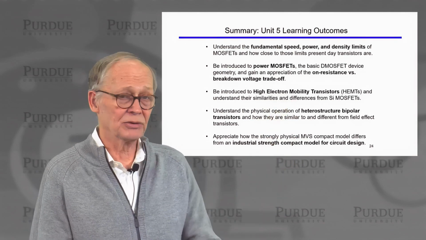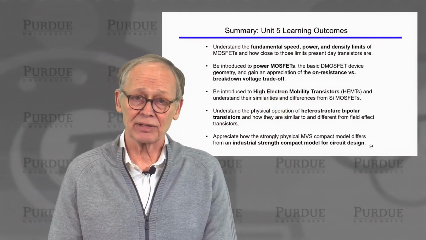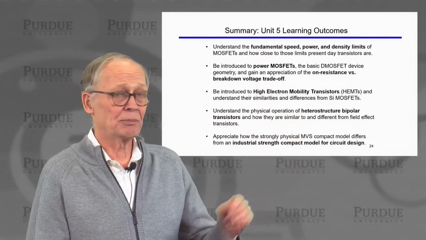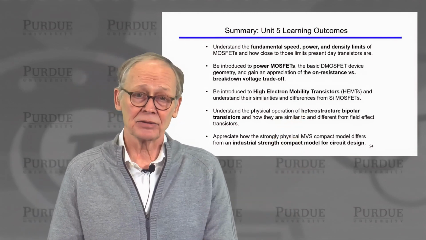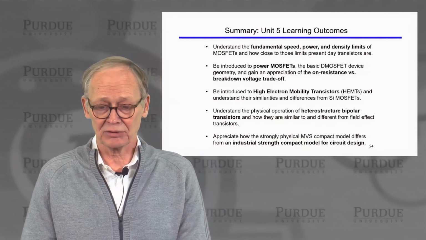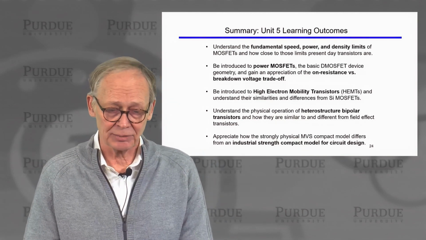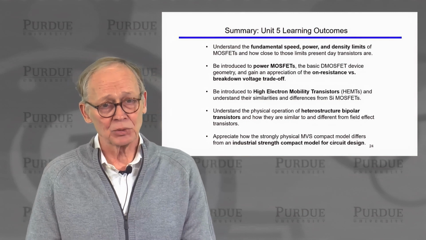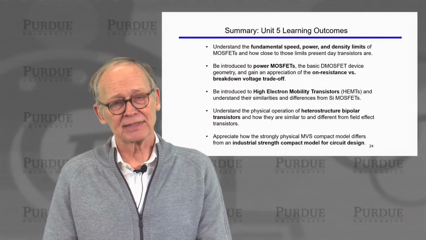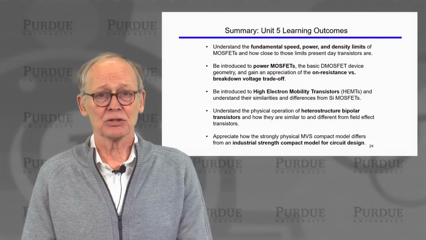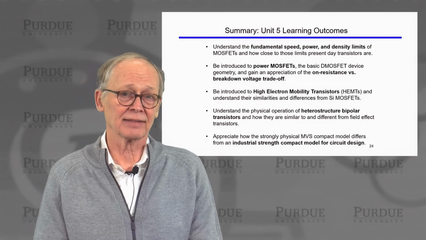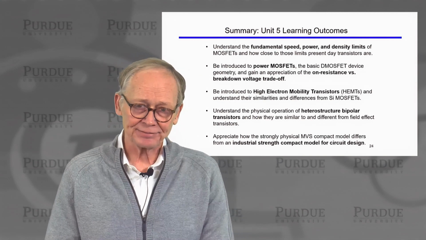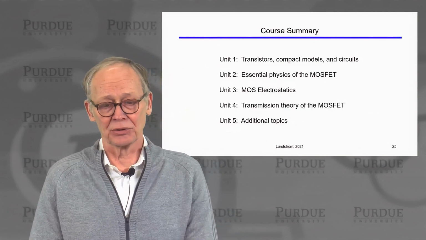We briefly introduced a different kind of field effect transistor, the high electron mobility transistor. We also talked about a bipolar transistor, another type of barrier controlled transistor, but one that is quite different in some aspects. And we ended by circling back and saying a few words about compact models, specifically about compact models used by designers for sophisticated electronic design. So that's it in Unit 5, and that actually concludes the course.